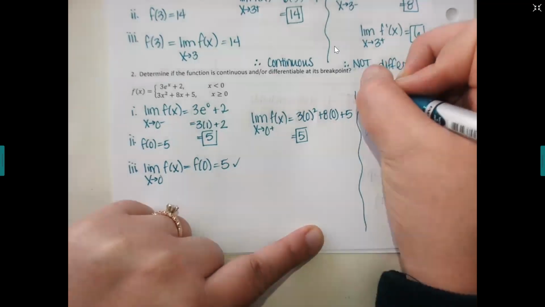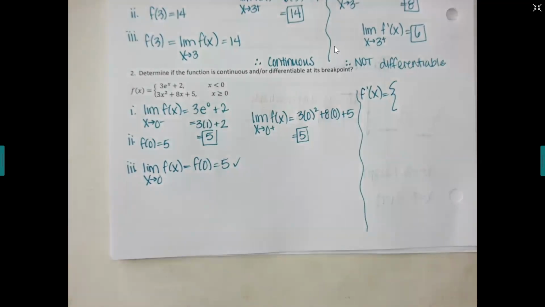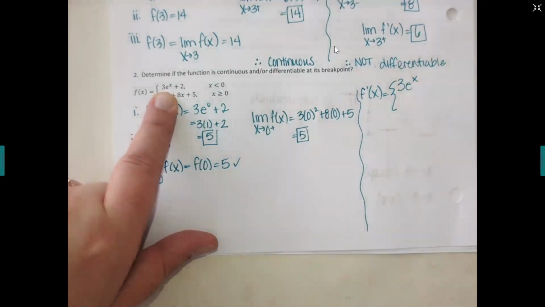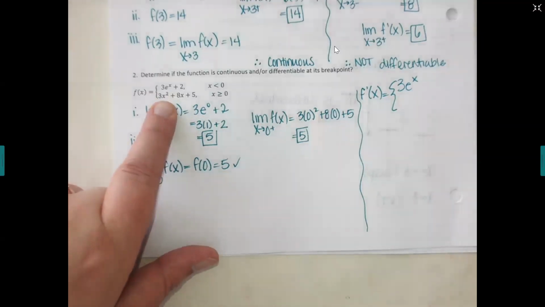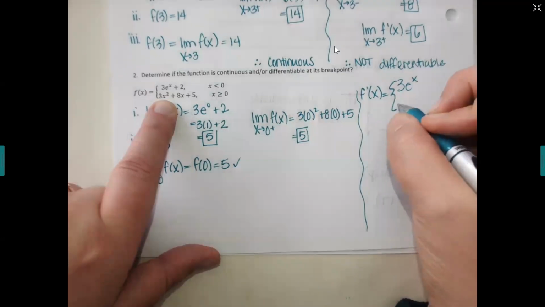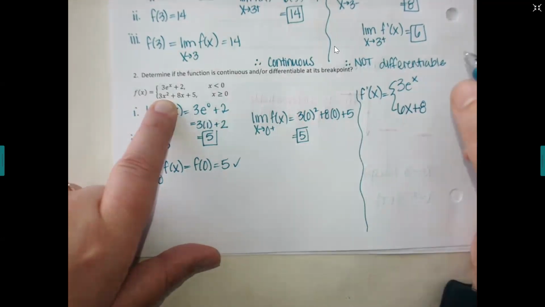So f prime of x equals... Open up your piecewise here. Okay, do we remember the derivative of ln x? Ln goes to 1 over x. What about e to the x, though? It's its own derivative. So 3e to the x is going to stay a 3e to the x. But what will happen with the plus 2? Goes away because it's a constant. From my bottom piece, can you take the derivative, please? What would that be? 6x plus 8. And then my breakpoint was still 0.